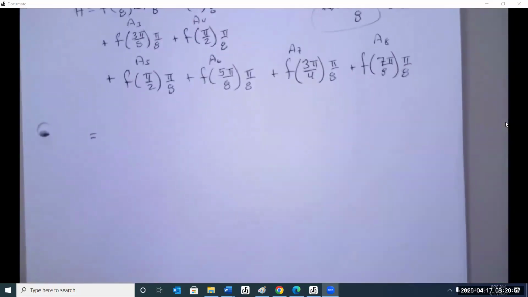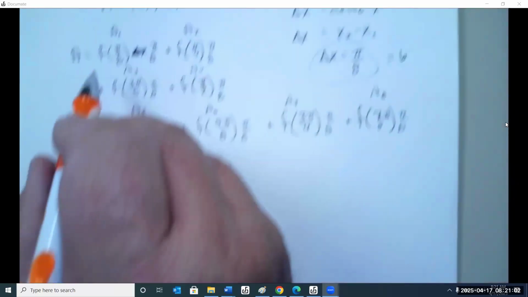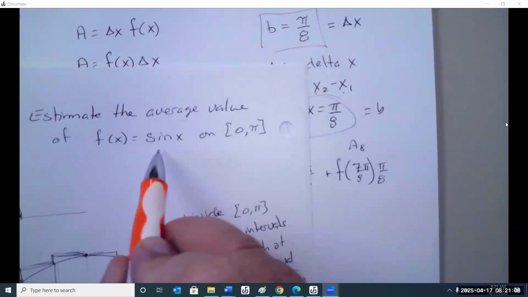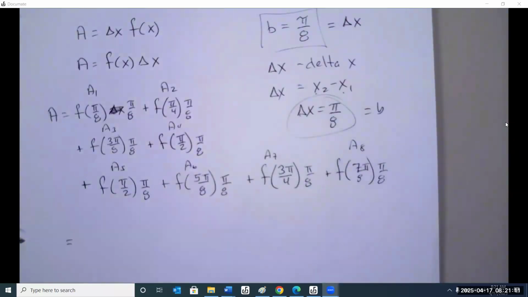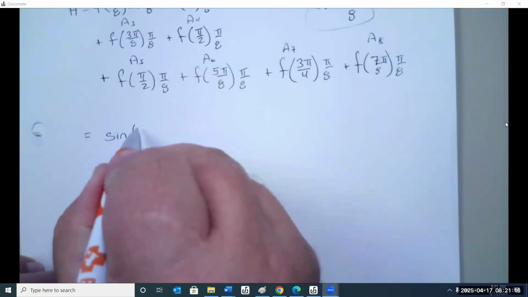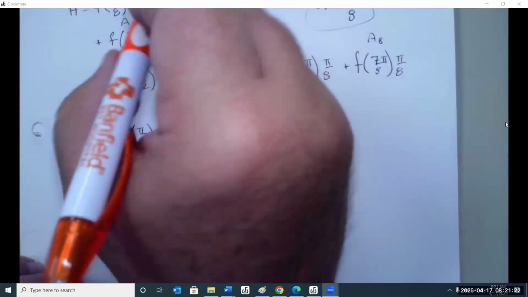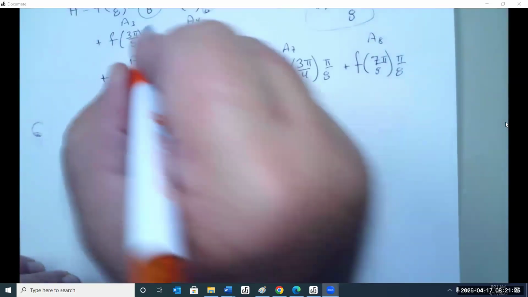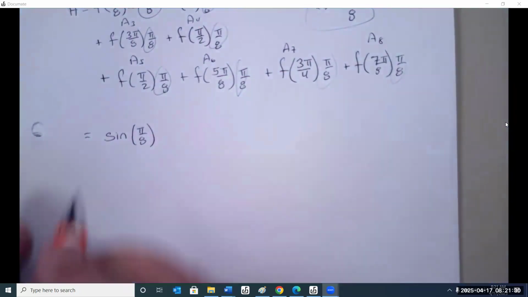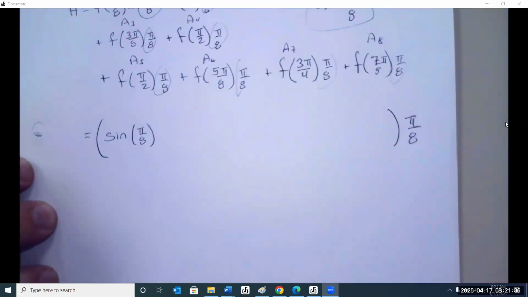So, what is our function f of x? Our function f of x is sine x. So for this first one, we have sine of pi over 8. Since the width, pi over 8, is the same in all of these, I can factor it out and multiply everything at the end by pi over 8.